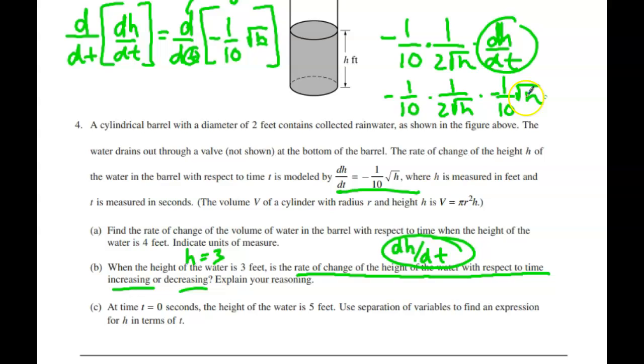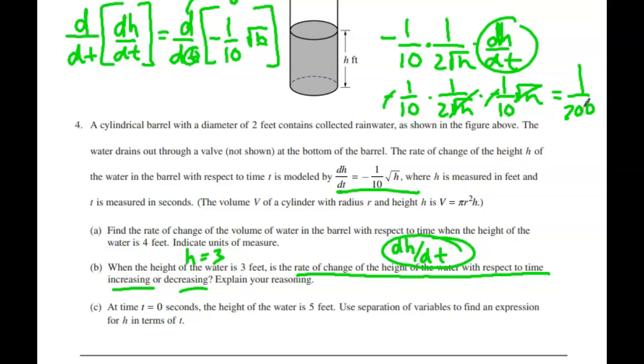So let's go ahead and simplify this. First of all, the square root of h cancels out. The negatives cancel out, and we're left with 10 times 2 times 10. So the final answer for that one is 1 over 200.